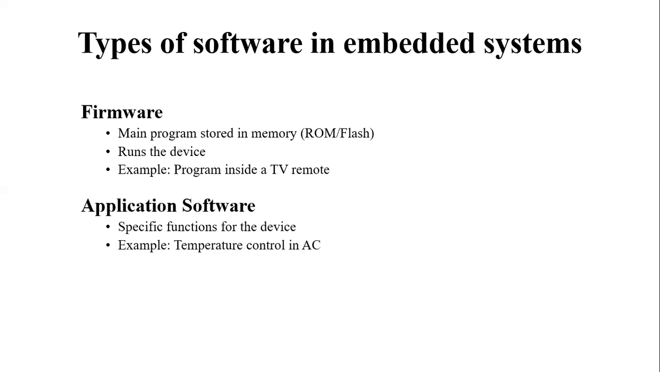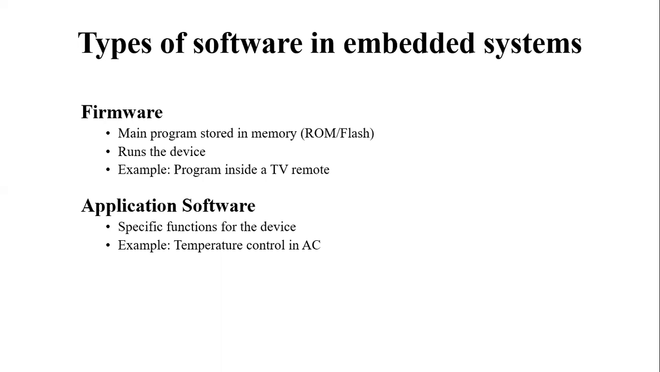And next one is application software. You design a particular application, right? To design a particular application, you require particular software. That is why it is called application software. It is software designed for particular functions of a particular device. An example is temperature control in an AC. Nowadays we are using temperature-based controlling ACs, right?